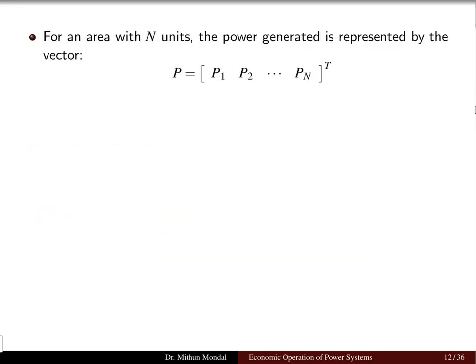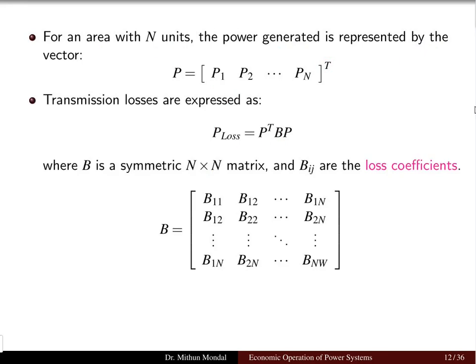Now if you have an area where n number of units are there, the power generated is represented by the powers P1, P2, Pn. This is represented as a transpose, so this is basically a column vector. So the power loss expression is given by this power transpose multiplied with the constant matrix known as the loss coefficient matrix, which is an n cross n matrix, and this is symmetric also. That is given in the form of B, where if you observe, these values will be equal.